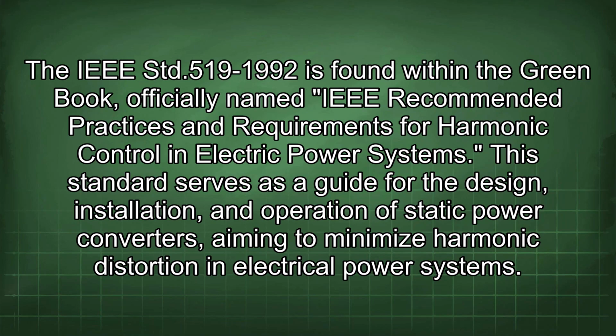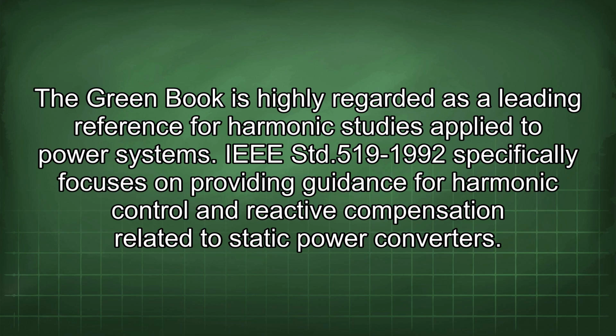The IEEE Std.519-1992 is found within the Green Book, officially named IEEE Recommended Practices and Requirements for Harmonic Control in Electric Power Systems. This standard serves as a guide for the design, installation, and operation of static power converters, aiming to minimize harmonic distortion in electrical power systems.